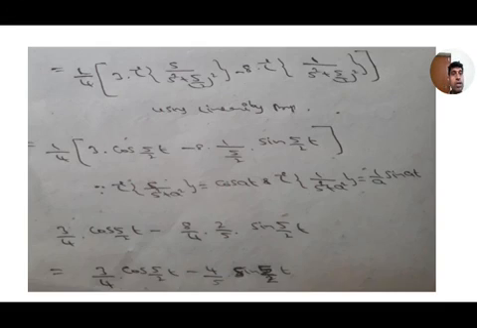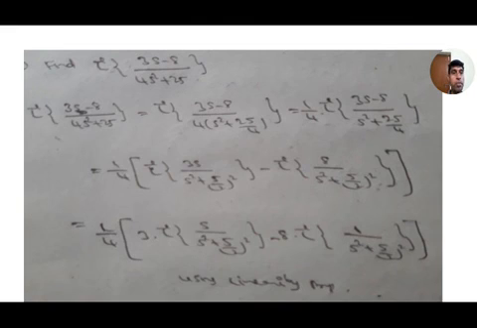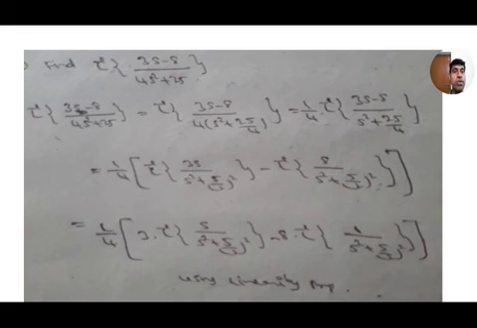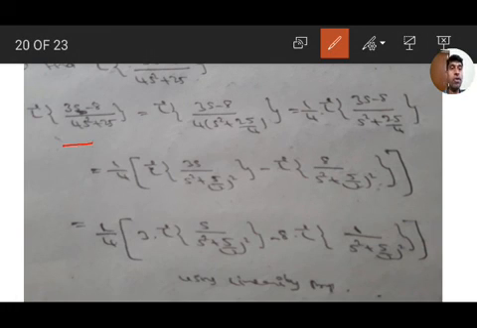Last problem: L inverse of (3s minus 8) by (4s square plus 25). Here also we have 4s square in the denominator, but we need to have only 1. That means 4 is common. So L inverse of (3s minus 8) by 4 times (s square plus 25 by 4). This 1 by 4 is the coefficient outside: L inverse of (3s minus 8) by (s square plus 25 by 4). So 1 by 4 is outside.